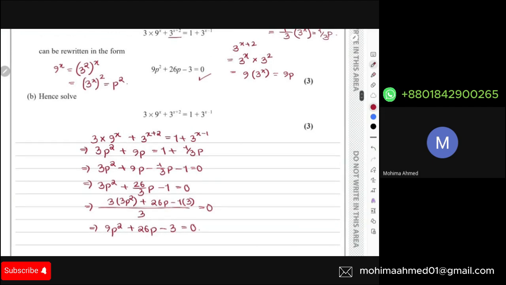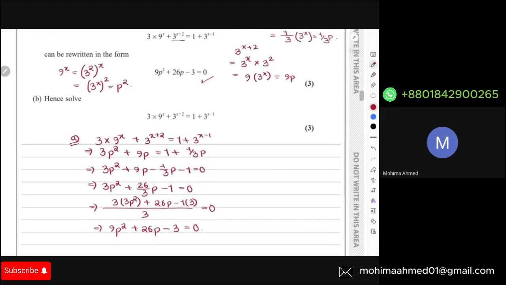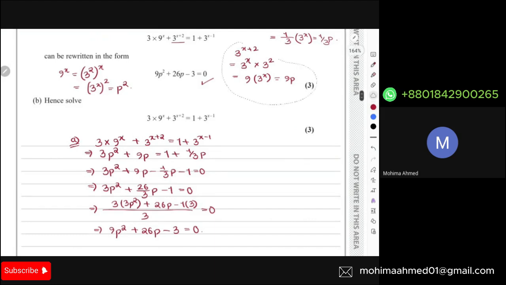Up to part A, we were only asked to solve this one. Other than this, we're not asked to solve anything else.